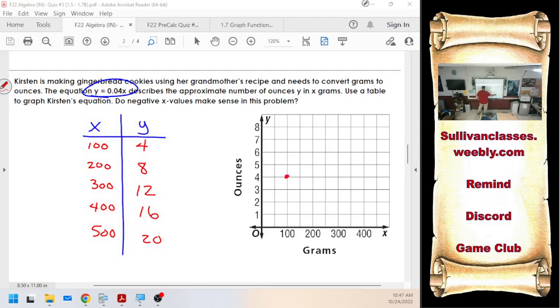100, 4. 200, 8. 300. It's already off my map. I don't care. Can I make a line between those 2 points? What if I had put 0 in there? What's 0.04 times 0? 0. There's my 3 points. Connect the dots.